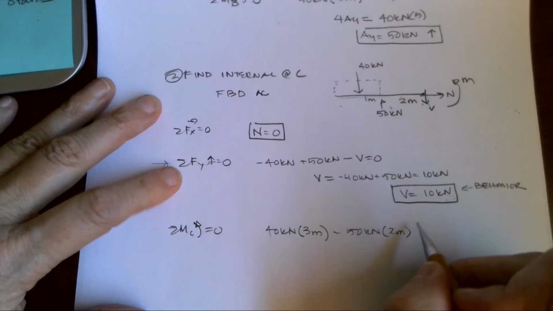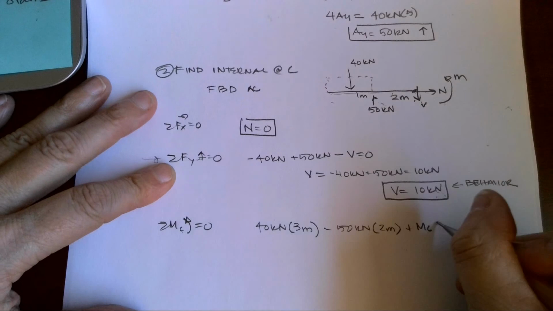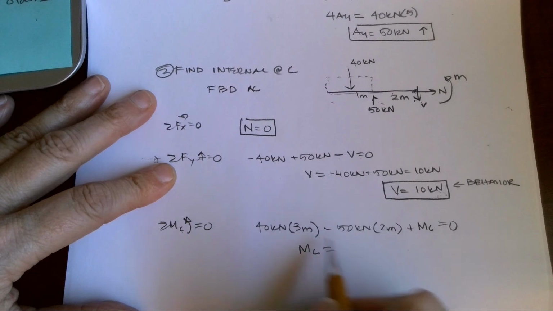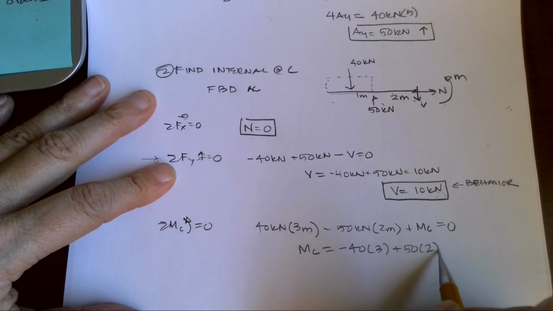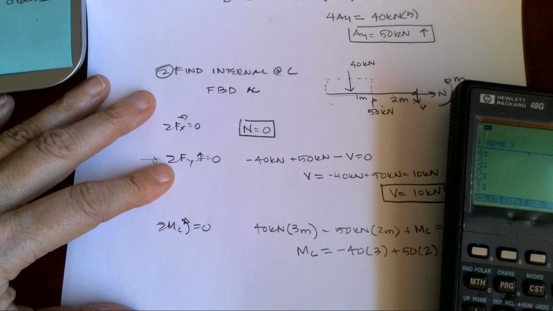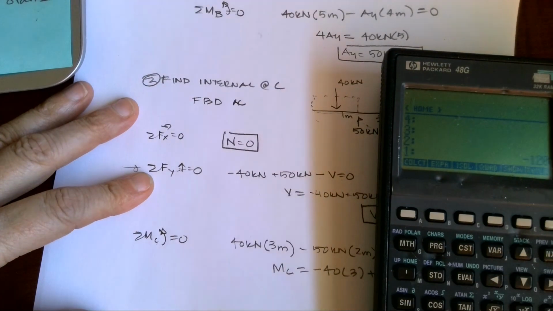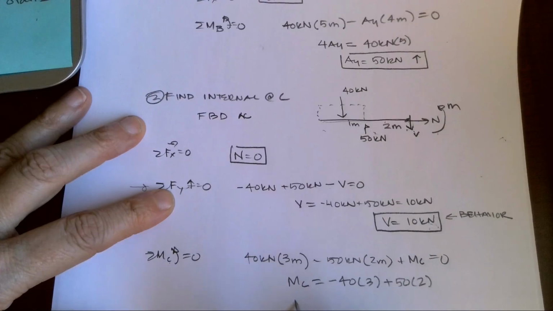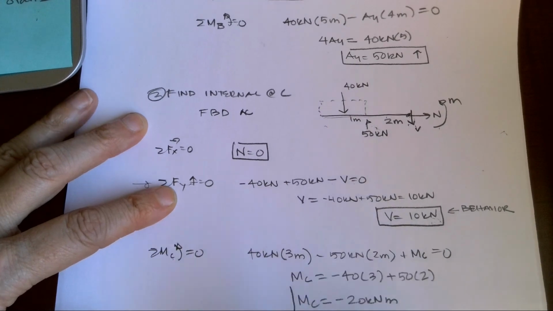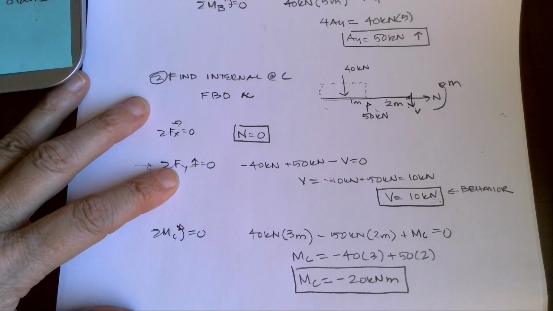Plus, I have an internal moment at C. All of this equals 0, so my moment at C equals negative 40 times 3 plus 50 times 2. So let's plug this in. I'm going to add that, and we get that our internal moment at C is negative 20 kilonewton meters. Again, we are absolutely not going to put a direction on this. We are going to call it negative because it's behavior.